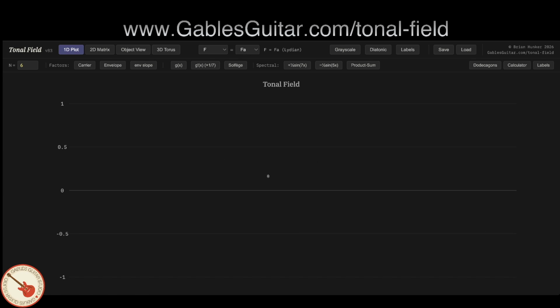This one-dimensional plot is the first window through which we can access the tonal field. This part of the software tool lets us engage with a single mathematical function that generates the entire tonal field. This button, located in the toolbar, labeled G of X, toggles on and off the visibility of this generating function. I'm going to click on the G of X button and turn it on now.